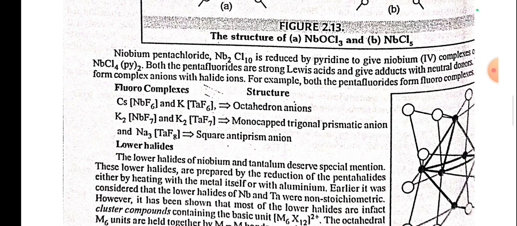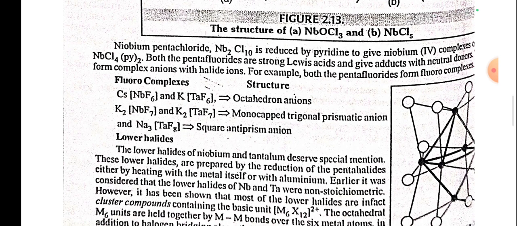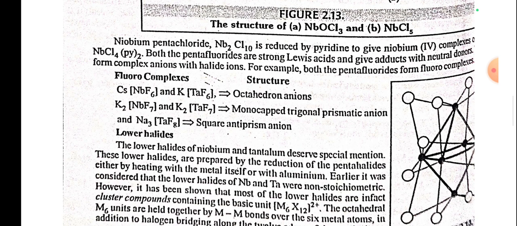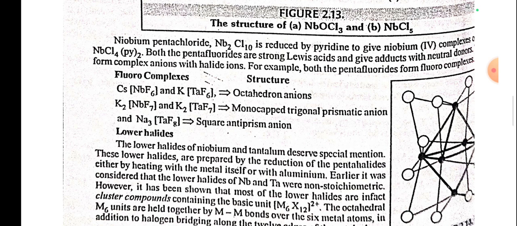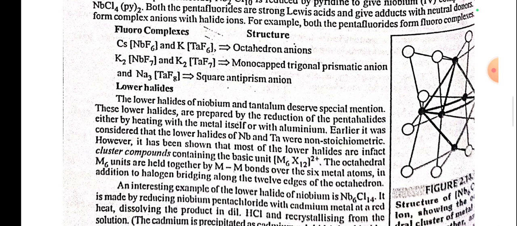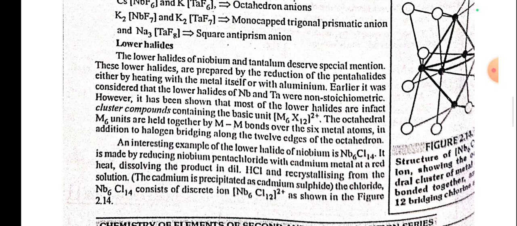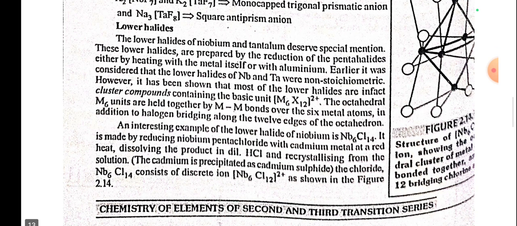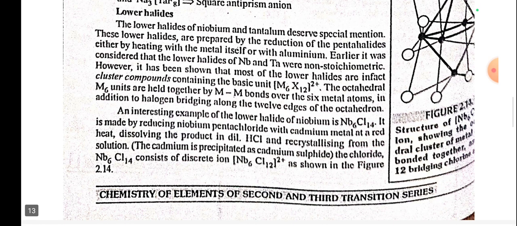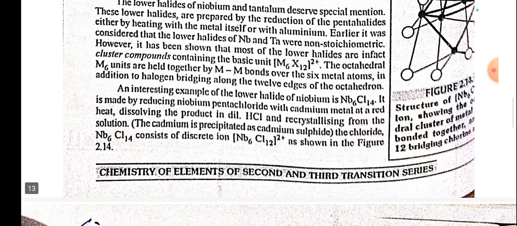The pentafluorides are strong Lewis acids and, with neutral donors, form complexes, and with halide ions. For example, both the pentafluorides form fluorocomplexes. Lower halides. The lower halides of niobium and tantalum deserve special mention. These lower halides are prepared by the reduction of the pentahalide, either by heating with the metal itself or with aluminum.